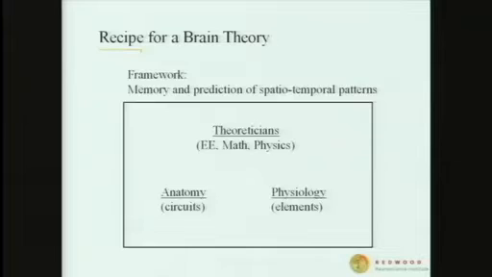It's all about prediction. So what is the recipe for brain theory? First of all, you have to have the right framework. And the framework is a memory framework, not a computational or behavior framework. It's a memory framework. How do you store and recall these sequences of patterns? It's spatial temporal patterns.